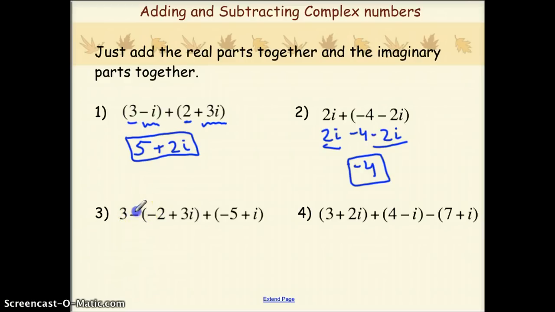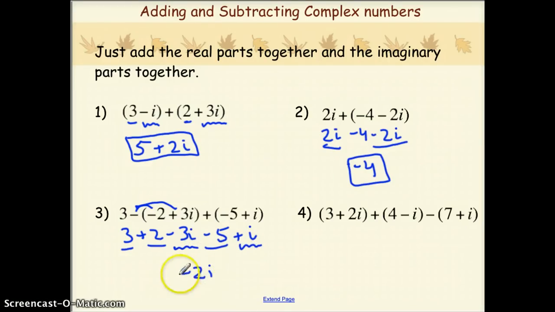On number 3, I would distribute the negative sign through, so I would have 3, but then a plus 2, and a minus 3i, minus 5, plus i, and then combine your like terms. So we've got a 3 plus 2 minus 5, so that goes away, and then a negative 3i plus an i is a negative 2i.